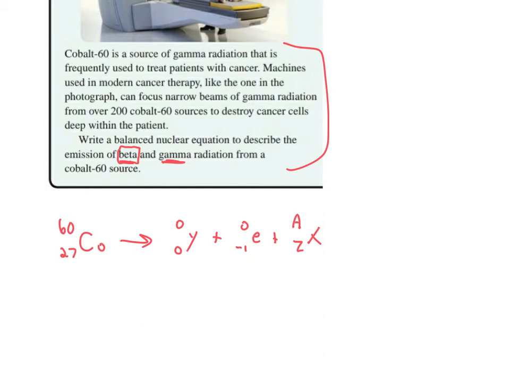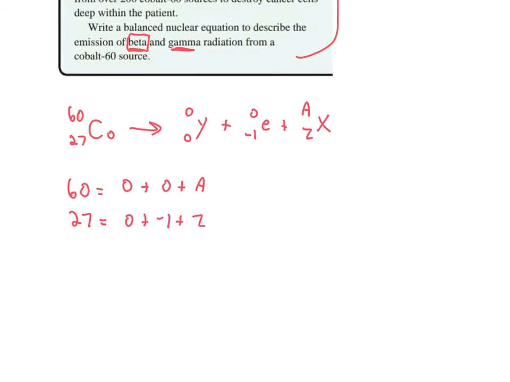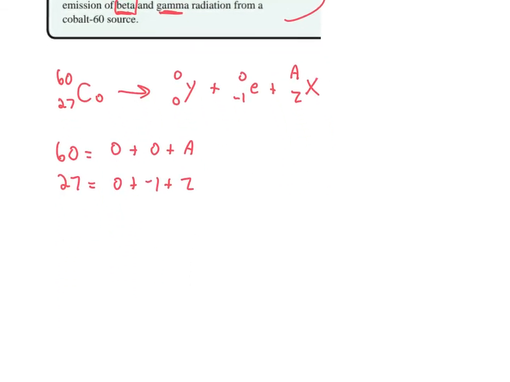All right, once again, we have our top numbers which are connected. So 60 is going to equal 0 plus 0 plus A. And we are going to have 27, which is equal to 0 plus negative 1 plus Z. So we go ahead and now we find out that A is equal to 60 and Z is going to equal 27 minus negative 1, which is going to equal 28.